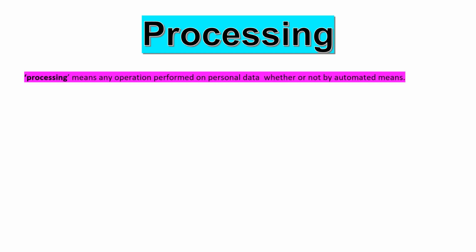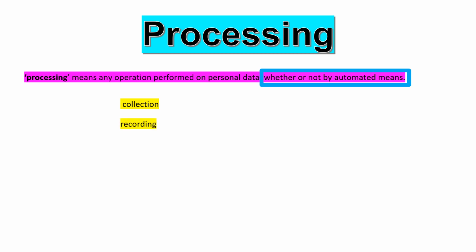Let us understand the definition of the term processing as per GDPR. Processing means any operation performed on personal data, whether or not by automated means. Let us understand which activities form part of processing. If you collect data, it is processing. If you record any data, it is processing.